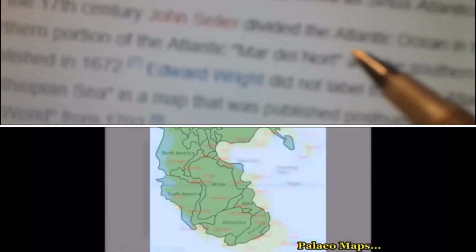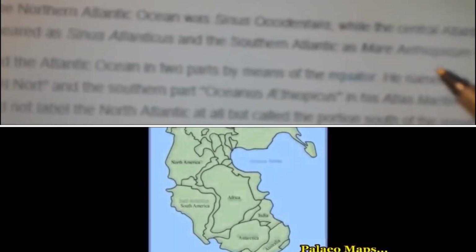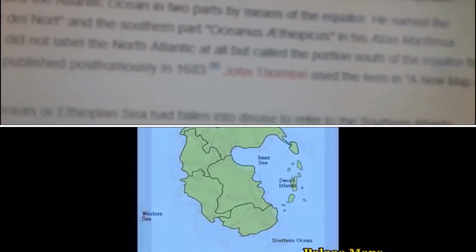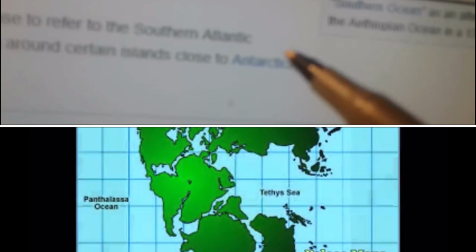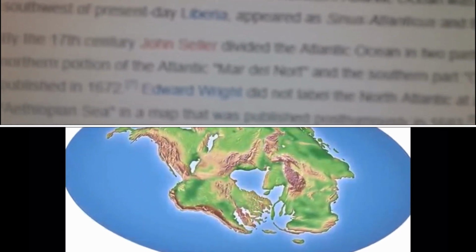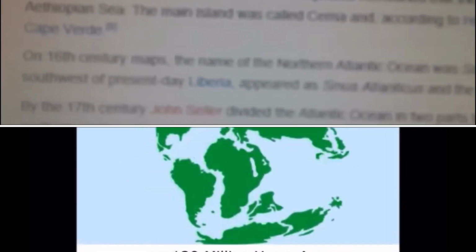By the 17th century, John Seller divided the Atlantic Ocean in two parts by means of the equator. So that's how it happened. They named a lot of what they would call the Atlantic Antarctica because they were dividing it by the equator. So again, they decided to even divide. Not only were they dividing Africa and putting border lines and this and that, but they were dividing the world as how they wanted to see.